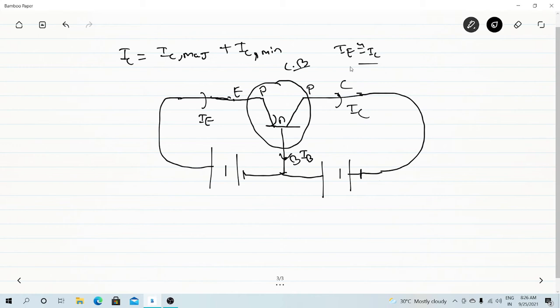Okay, and this is a common base configuration, this base is common to both input and output. You can see input is emitter base and output is base collector, so base remains common to both input and output.